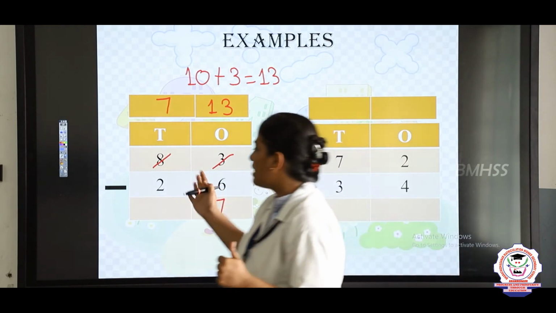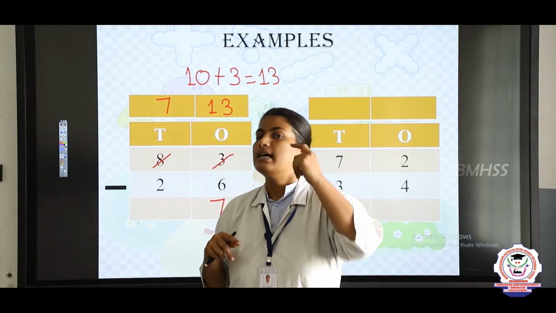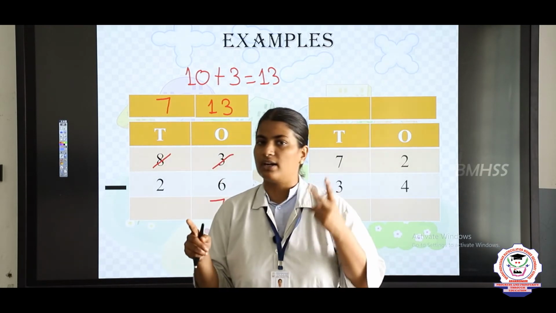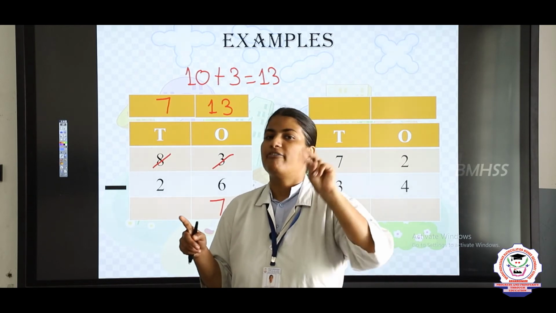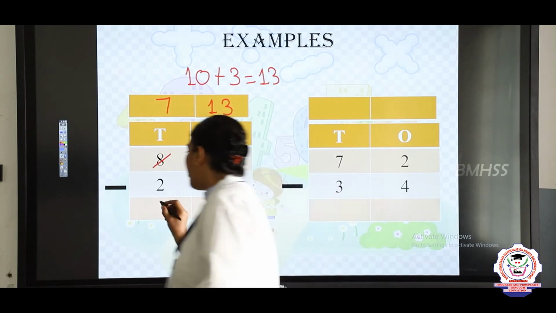Okay? Now, in the same way, looking at the tens place, 7 in the mind, 2 in the finger. 7 before, 6, 5. So what is the answer? 5.